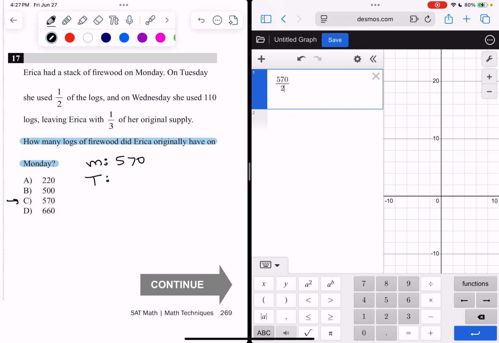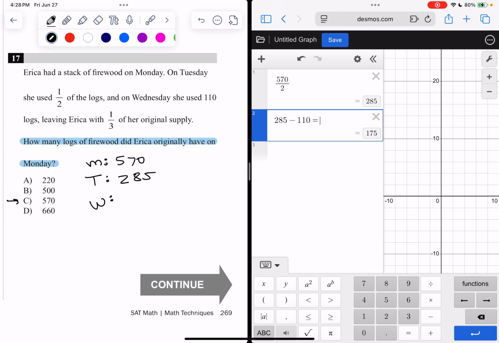570 divided by 2. There we go. 285 is what's left after she used half. And then on Wednesday, she used 110 of the logs. So on Wednesday, I'm going to take away 110. I'm just going to do that number that I had before, 285, and I'm going to subtract 110, and it's going to give me 170.